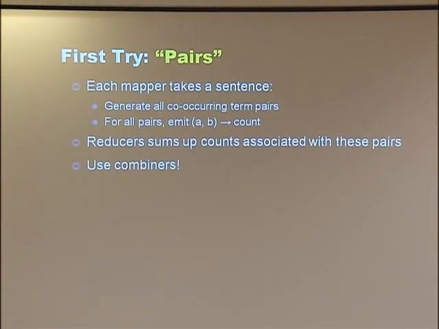All right? And simply, the reducers sum up all the counts associated with the pairs, right? So each tuple essentially represents a cell in the matrix, and the reducer simply sums up the cells in the matrix from all the partial contributions.